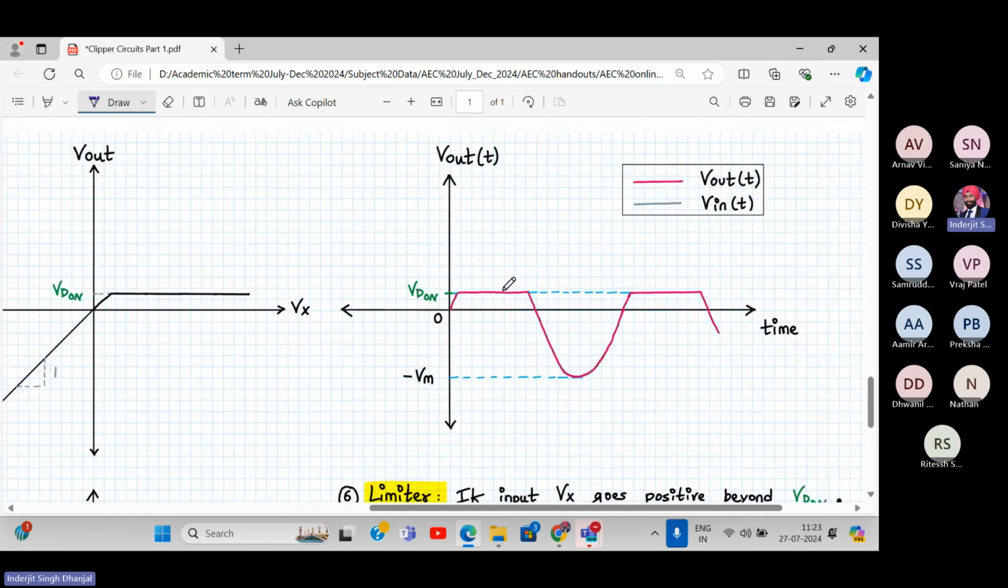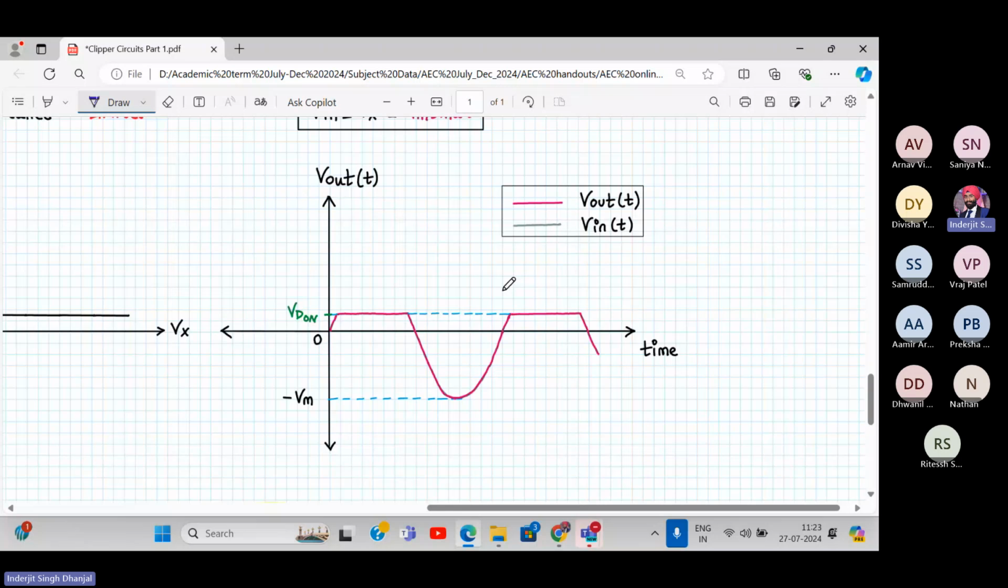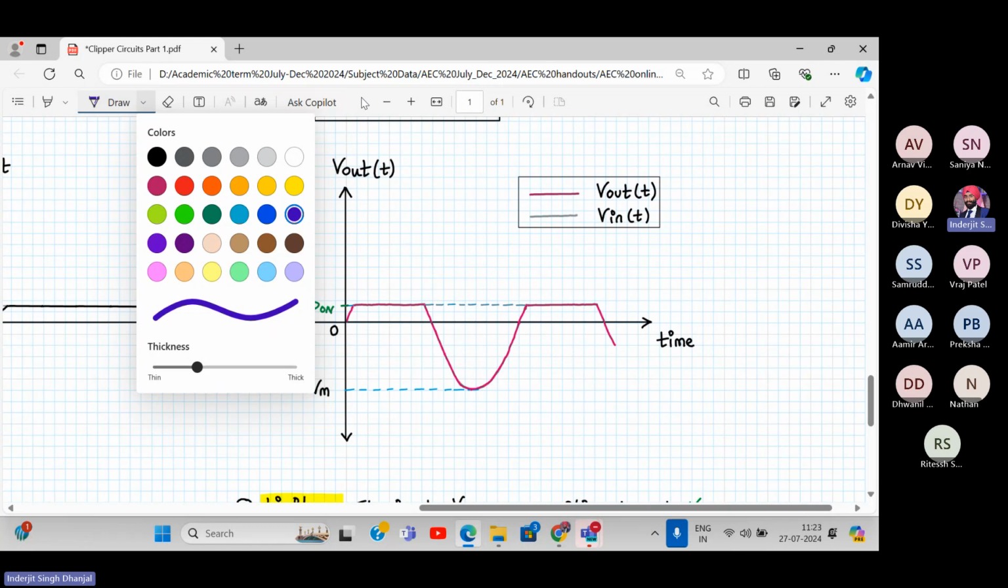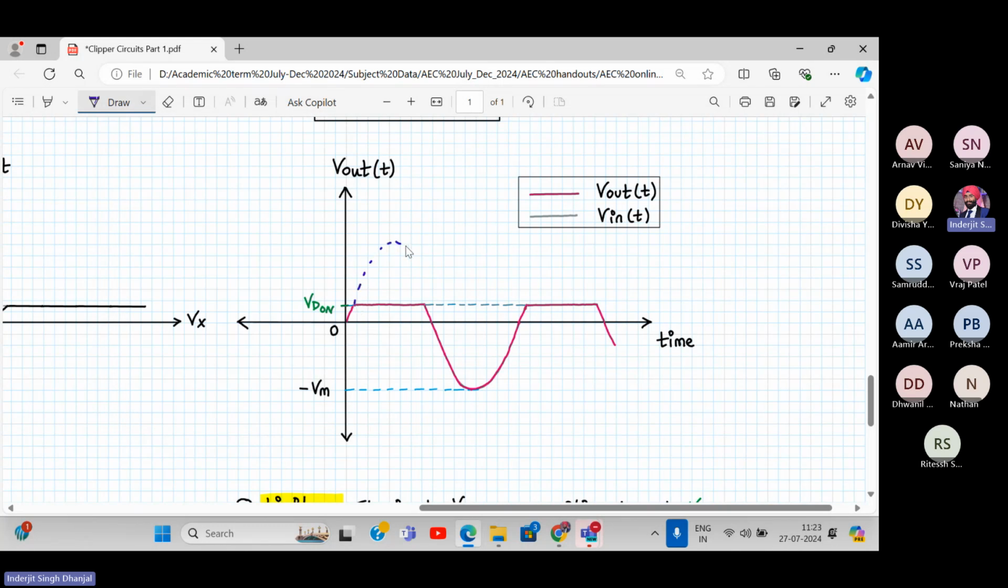Now let's see its waveform over here. This is the input output waveform. So if I have an input, let me just draw it and show it to you. If this is my input signal, this is Vin of t. We have to plot Vout of t versus time. Here again, I am just emphasizing the fact that Vin over here is Vx only. So Vin of t is actually Vx of t.